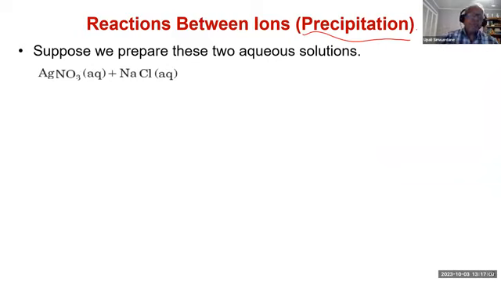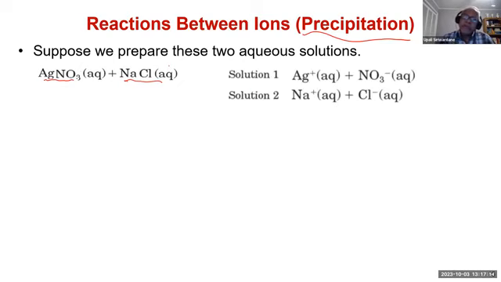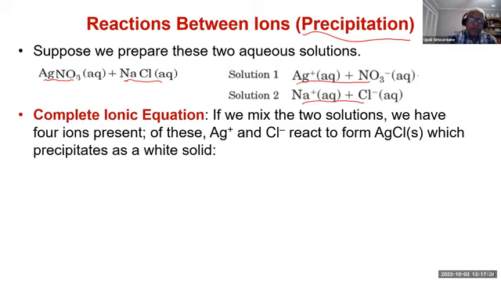I'm going to talk about the same two ionic compound salt solutions. Ionic compounds are called salts. The first solution is silver nitrate. We already talked about it. Those are the solvated ions of silver ion, nitrate ion, sodium ion, and chloride ion. You can write a complete ionic equation by adding everything that you put in. You start with these two.